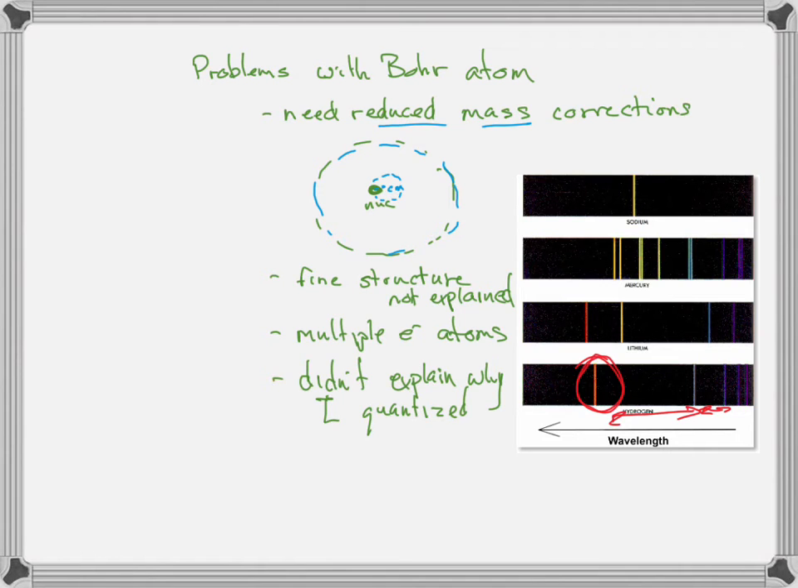which does otherwise work quite well. So let's just look at some of the successes. Remember, in 1913, Bohr theorized this quantum orbit model of the atom, and in 1914, the Franck-Hertz experiment confirmed not only the quantized nature of the atom, but also the basic energy levels of the atom.